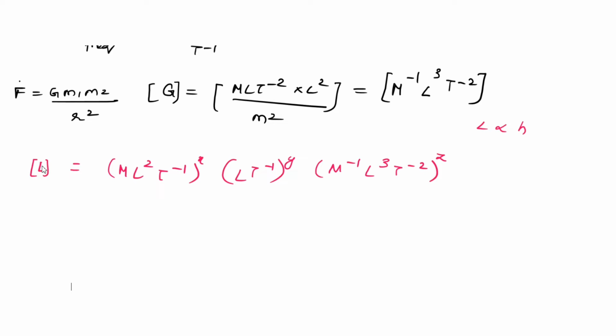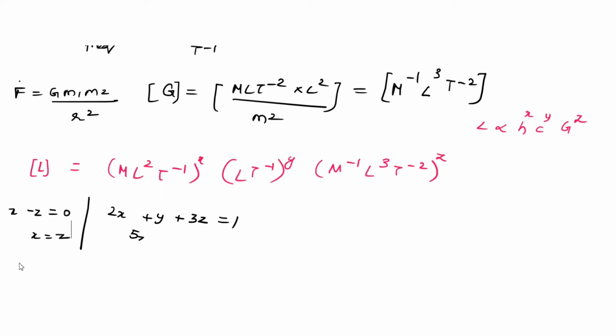When you open the brackets and put the powers for all the terms of M, L and T, on combining all the terms of M together you get x minus z, and equate it to the left hand side. You can equate it to 0 because there's no M term. So x minus z is equal to 0, and on solving you will get x is equal to z.